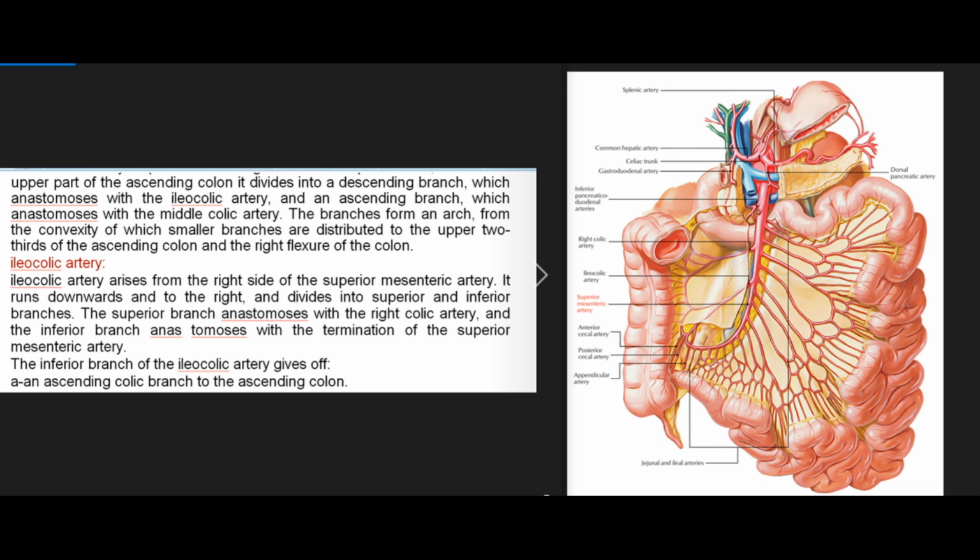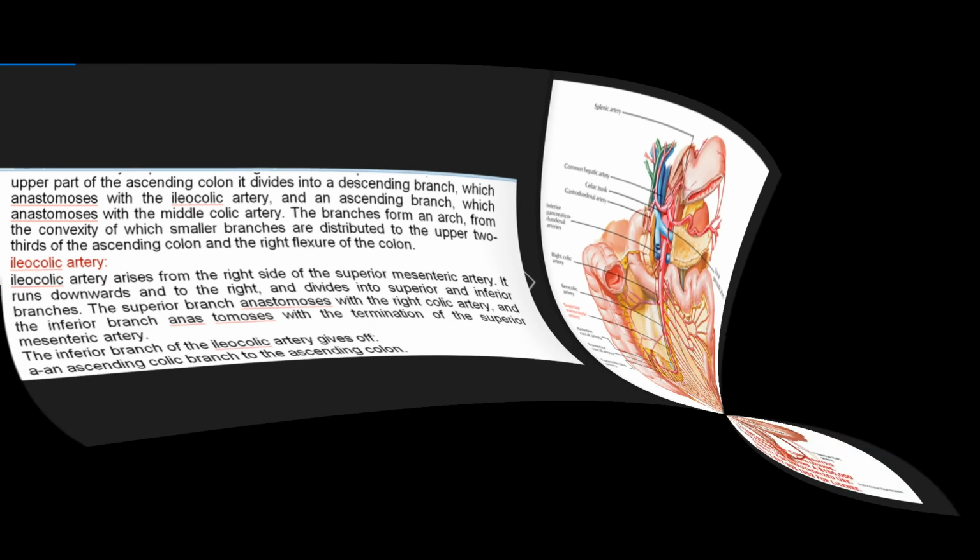Ileocolic artery. The ileocolic artery arises from the right side of the superior mesenteric artery. It runs downwards and to the right, and divides into superior and inferior branches. The superior branch anastomoses with the right colic artery, and the inferior branch anastomoses with the termination of the superior mesenteric artery. The inferior branch of the ileocolic artery gives off: A. An ascending colic branch to the ascending colon.